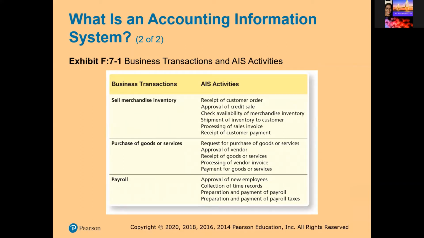Here you see Exhibit 7-1. It shows examples of business transactions and activities that are completed when using an accounting information system. For example, business transactions such as sell merchandise inventory. The AIS activities are receipt of customer order, approval of credit sales, check availability of merchandise inventory, shipment of inventory to customer, processing of sales invoice, receipt of customer payment. A business transaction such as payroll, the AIS activities include, but are not limited to, approval of new employees, collection of time periods, preparation and payment of payroll, preparation and payment of payroll taxes.